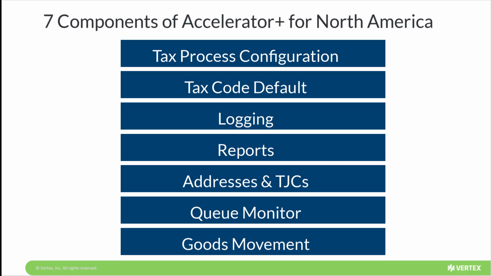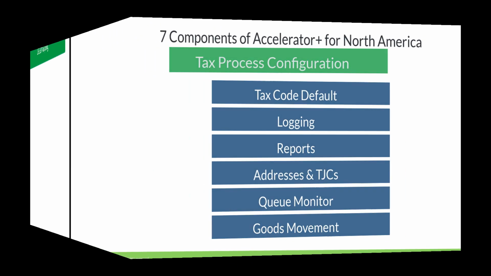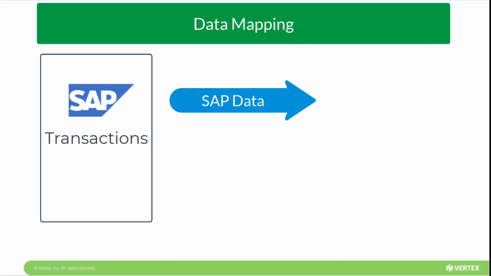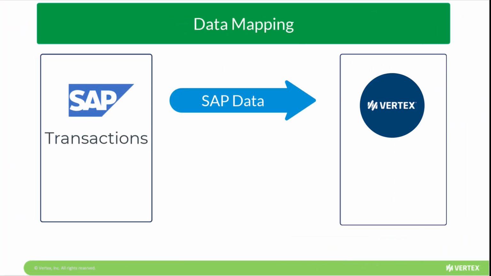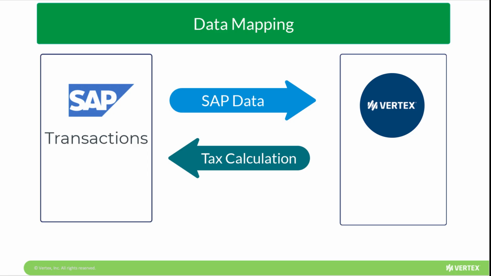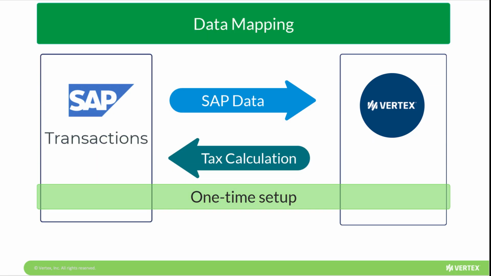Thanks, Jack. Hi, everyone. This is Jordan here. We'll start with tax process configuration, which we otherwise know as data mapping. You'll need this program to pass specific data elements to Vertex so it can make tax decisions that fit your business, and you'll only need to set it up one time during the initial installation.